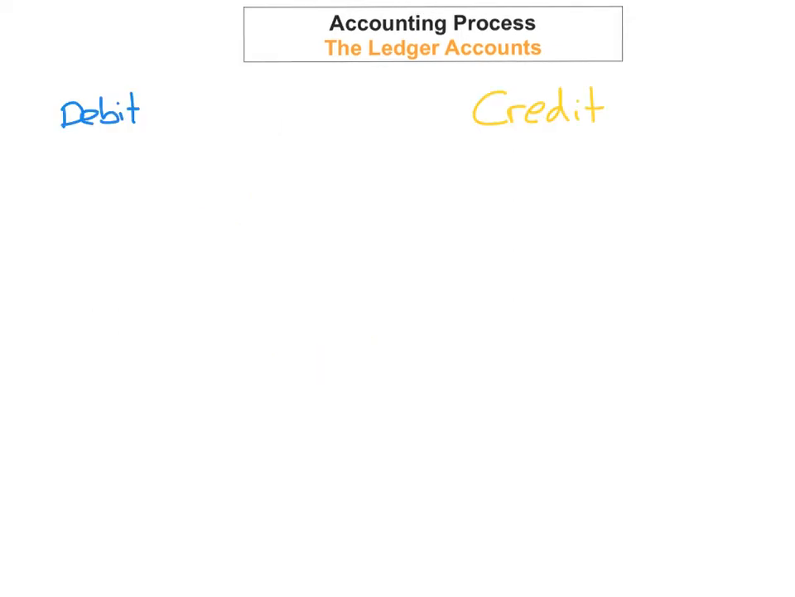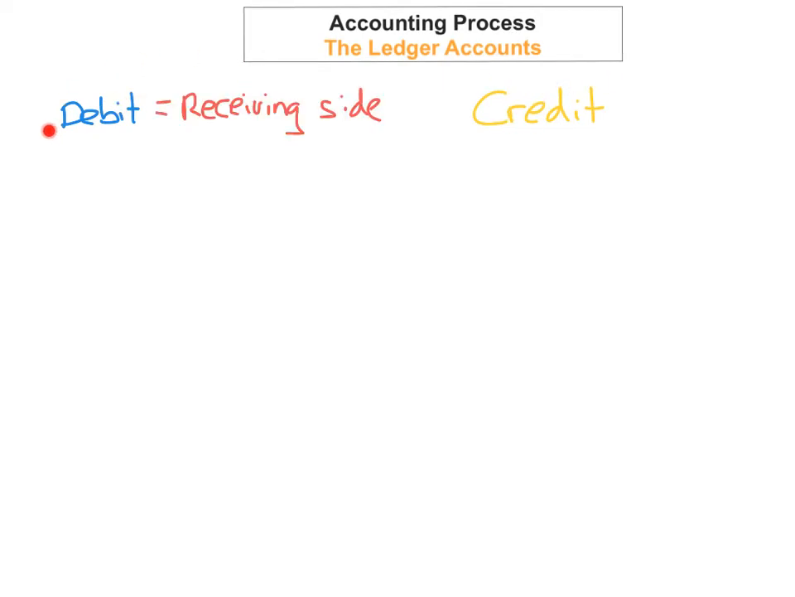So all ledger accounts have two sides. They've got a debit side and they've got a credit side. The debit side is the receiving side and the credit side is the giving side. I need you to remember that. The debit side is when you're receiving, and the credit side is when you're giving.